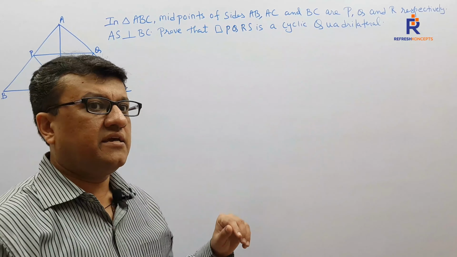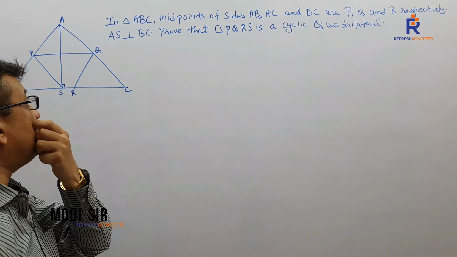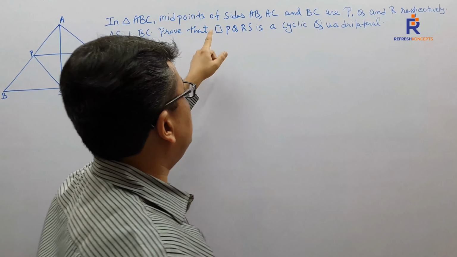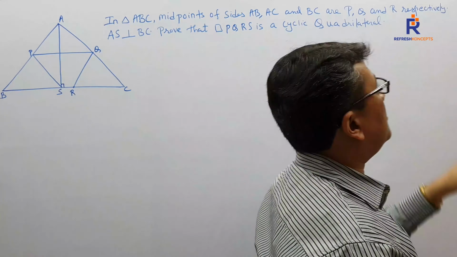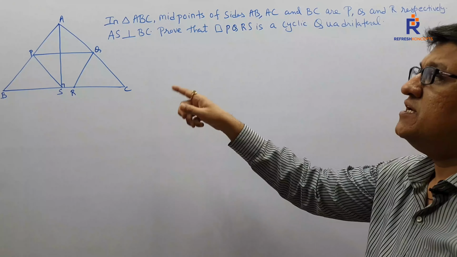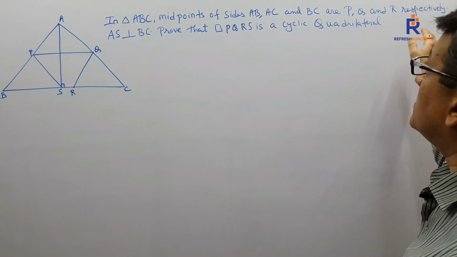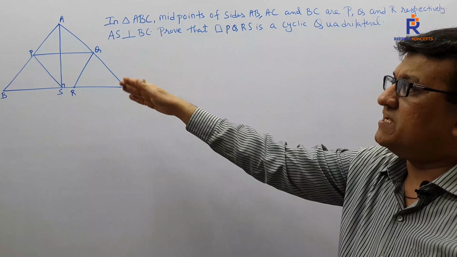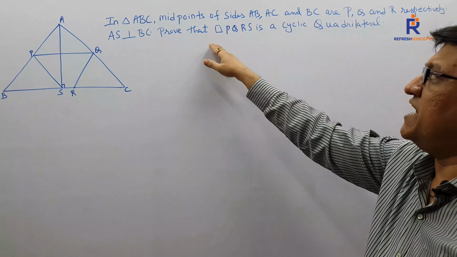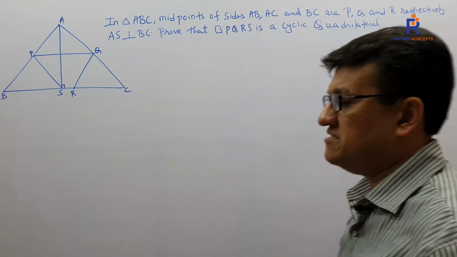Children, let's see. Indeed a very good sum. Quite good. What does this particular question say? In triangle ABC, midpoints of AB, AC and BC are P, Q and R respectively. Means P is a midpoint of AB, Q is a midpoint of AC, R is a midpoint of BC. AS perpendicular to BC. Prove that PQRS is a cyclic quadrilateral.